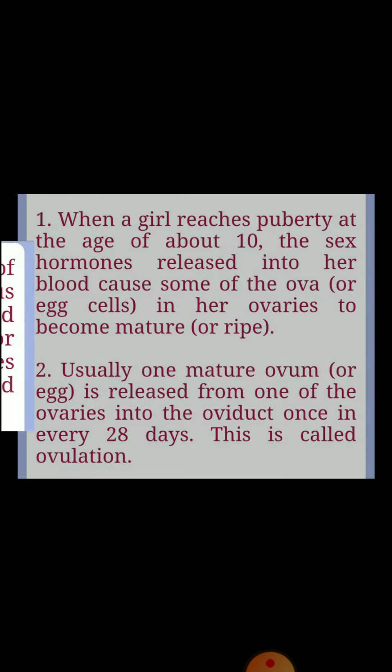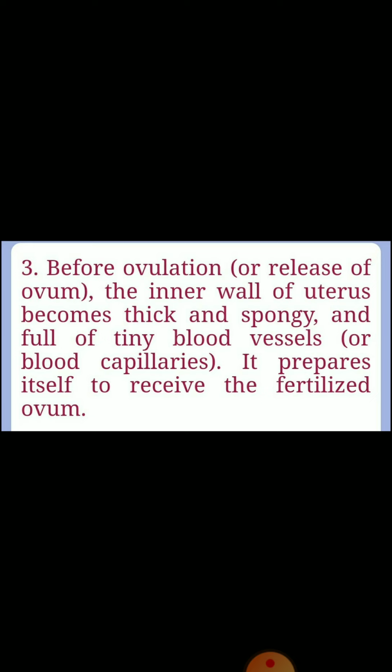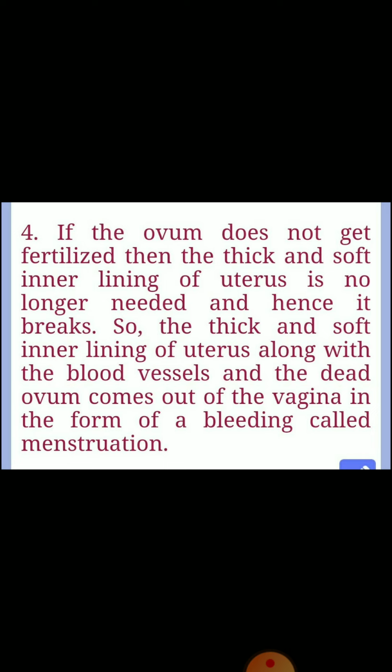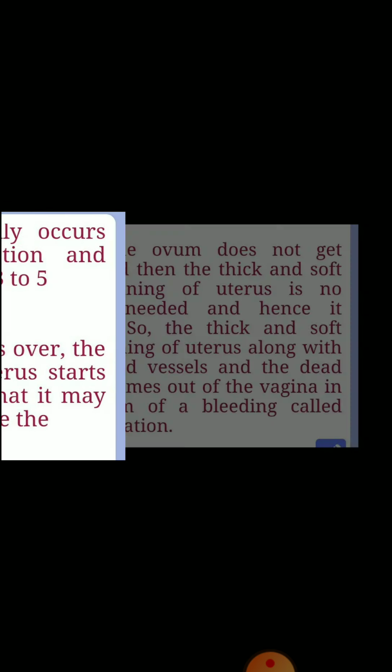This is called ovulation. Before ovulation, the inner wall of the uterus becomes thick and spongy and full of tiny blood vessels. It prepares itself to receive the fertilized ovum. If the ovum does not get fertilized, then the thick and soft inner lining of the uterus is no longer needed and hence it breaks. So the thick and soft inner lining of the uterus along with the blood vessels and the dead ovum comes out of the vagina in the form of a bleeding called menstruation.